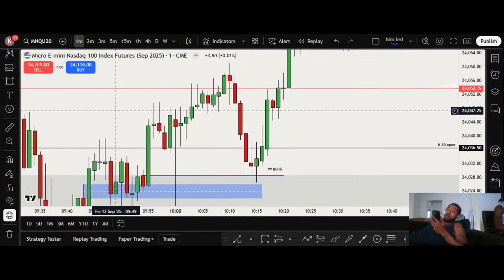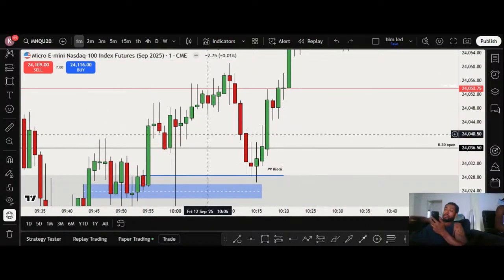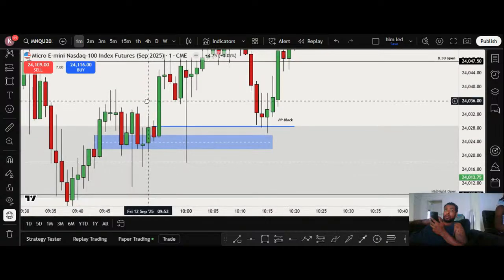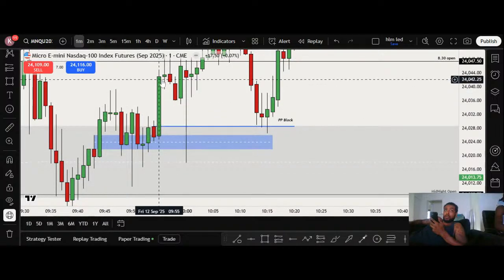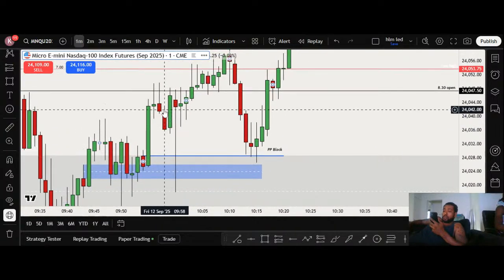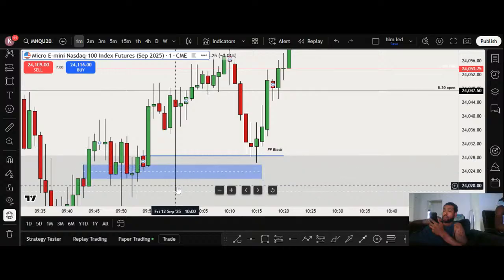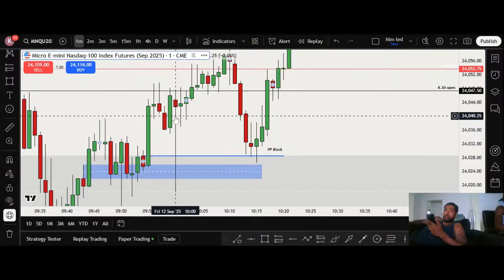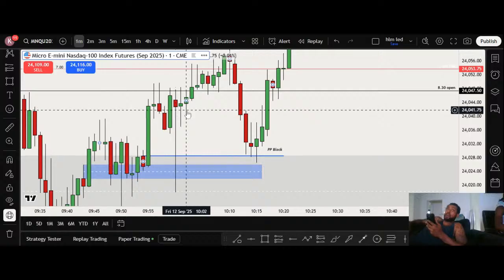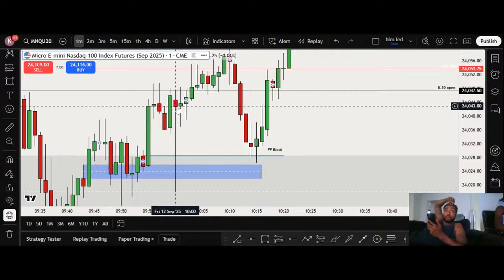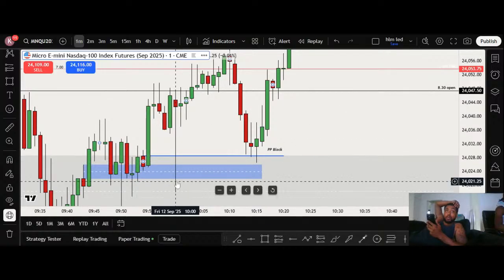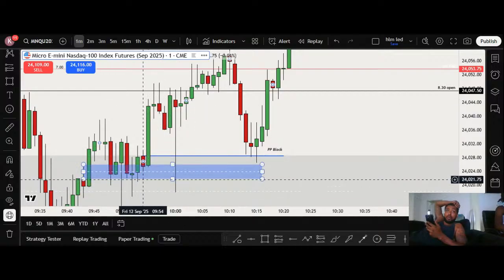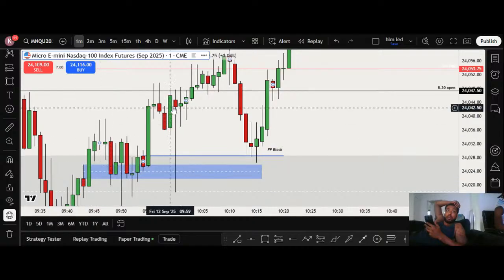I was about to get right into that. Right after I explained this propulsion block and how we ran away from it. So the propulsion block got created. We ran away from it. We came back, retested it. Boom. Big retest. But what did we do? We came right back into the range we was in. Damn news candle. 10 o'clock news. That's what this was. But all we did was come back, retest the propulsion block, come right back into the range.